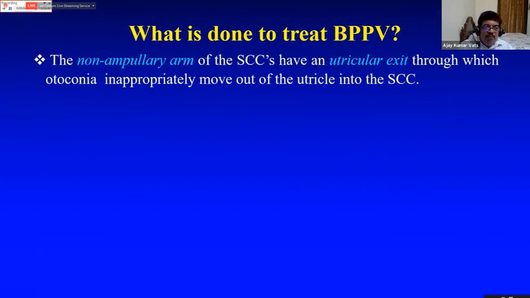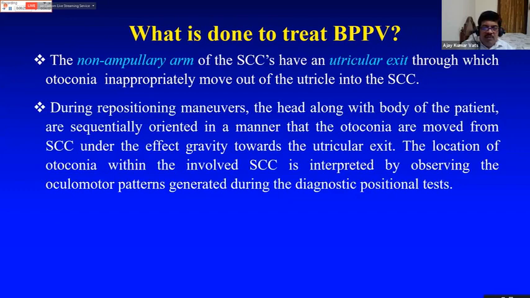The non-ampullary arm of the semicircular canals have an utricular exit through which the otoconia inappropriately move out of the utricle into the semicircular canal. So to make it back into the appropriate place, that is the utricle, the same pathway has to be used. And during the repositioning maneuvers, the head along with the body of the patients are sequentially oriented in a manner that the otoconia are moved from semicircular canals under the effect of gravity towards the utricular exit. The location is deciphered by the generated oculomotor patterns as previously told.